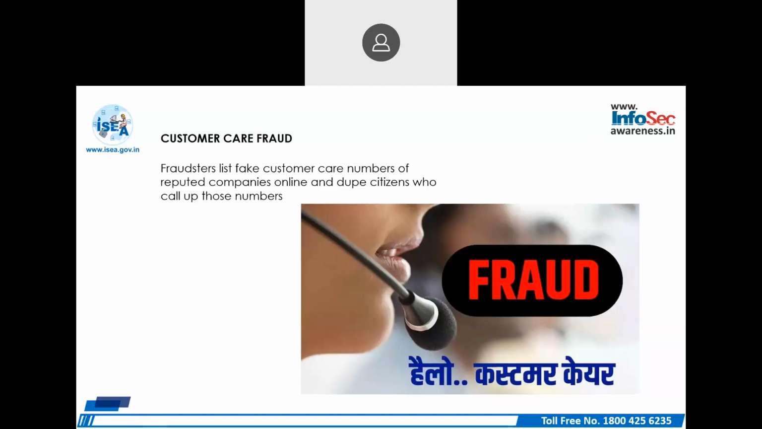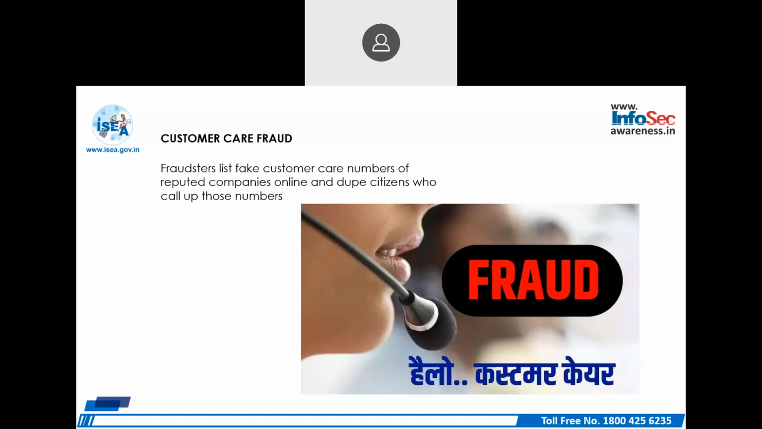Now the next is customer care fraud. Most of the people search on Google for customer care numbers. They should not, because in Google, most of the first 4 or 5 results that come are not actually Google search results. They are sponsored advertisements done by some marketing agencies so that their product comes up. When you click on this advertisement, you can see on the side it says advertisement or marketing. You should see it.